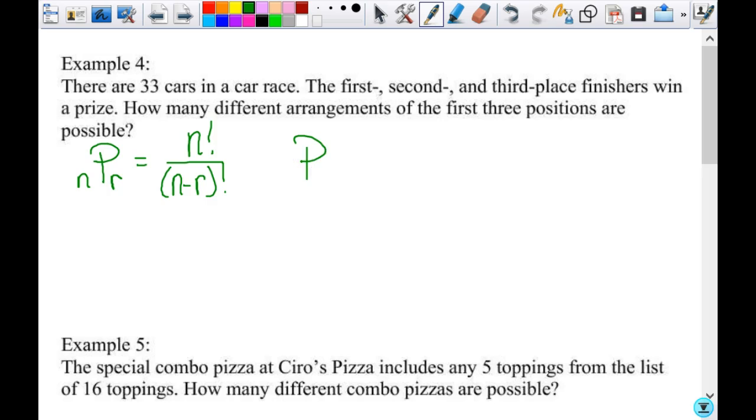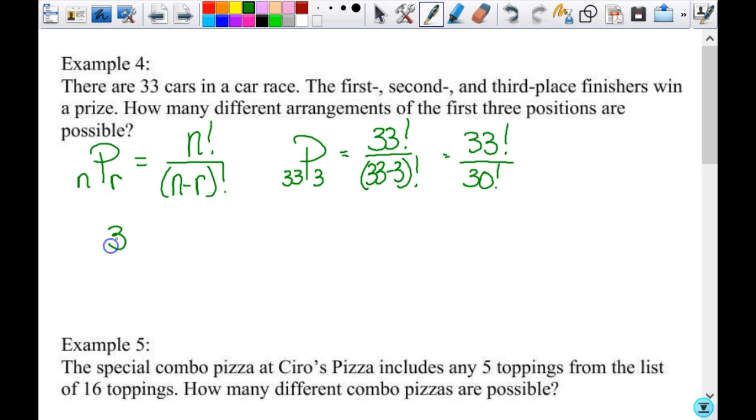All right. So what is my n in this case? 33. What is my r? 3. So then I go and plug that in. That's equal to 33 factorial divided by 33 minus 3 factorial. So then that's going to give me 33 factorial divided by 30 factorial. So then I start to expand the numerator. 33 times 32 times 31 times 30 factorial over 30 factorial.